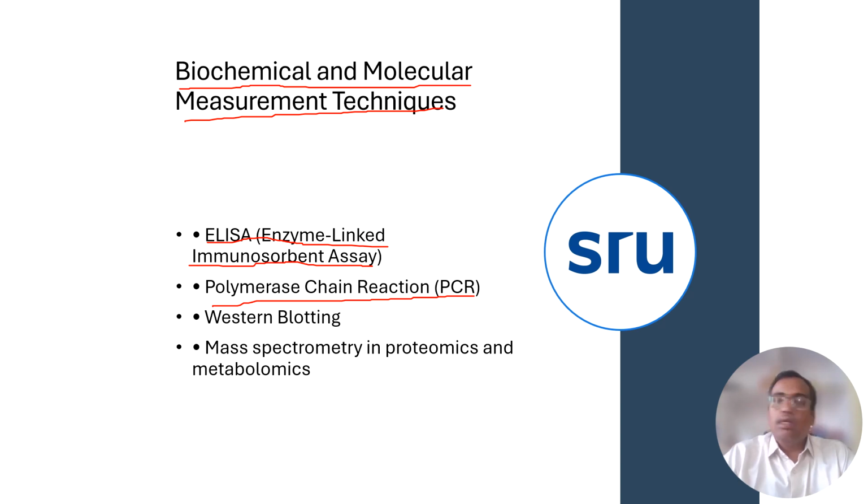Western blotting is used for protein analysis. Mass spectrometry is used in proteomics and metabolomics, including drug analysis. These techniques help identify disease at molecular levels.